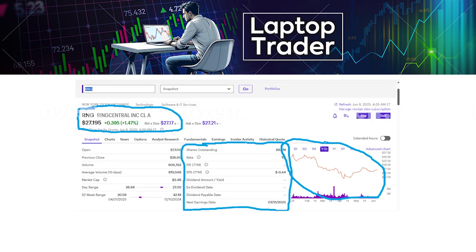And finally, this would be from my broker. So this is, again, RingCentral with the price. Again, it shows some basic volume and fundamental information and a small chart to the right. So you can even just use your broker if you want to use charts from your broker too.